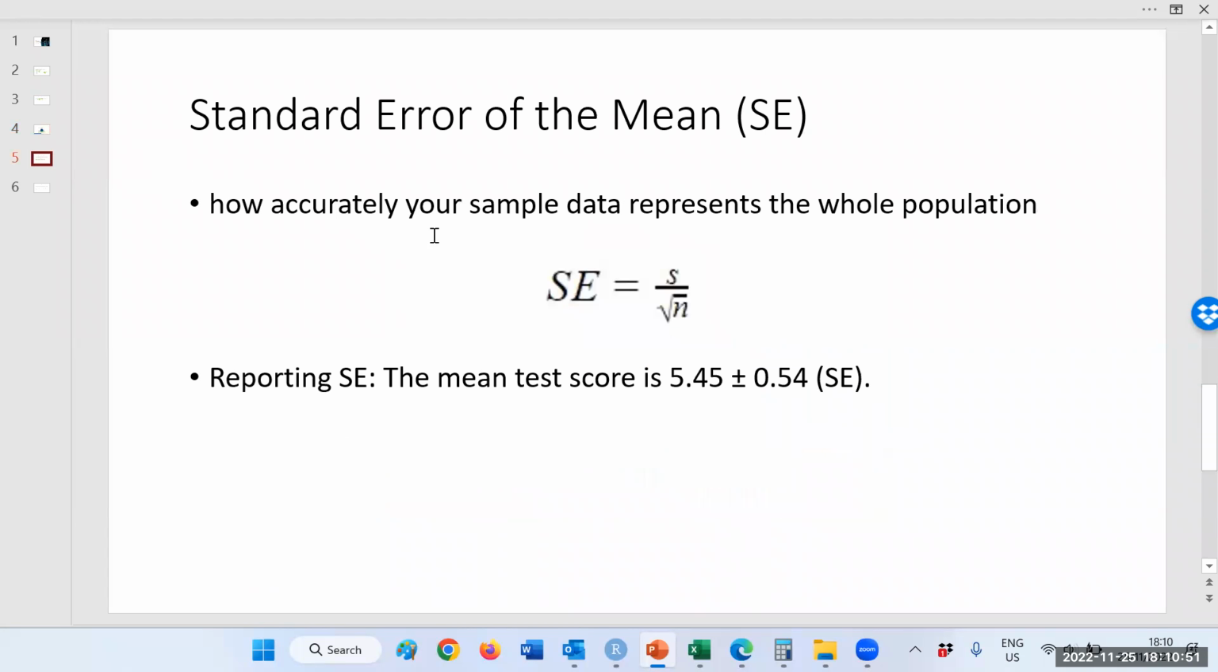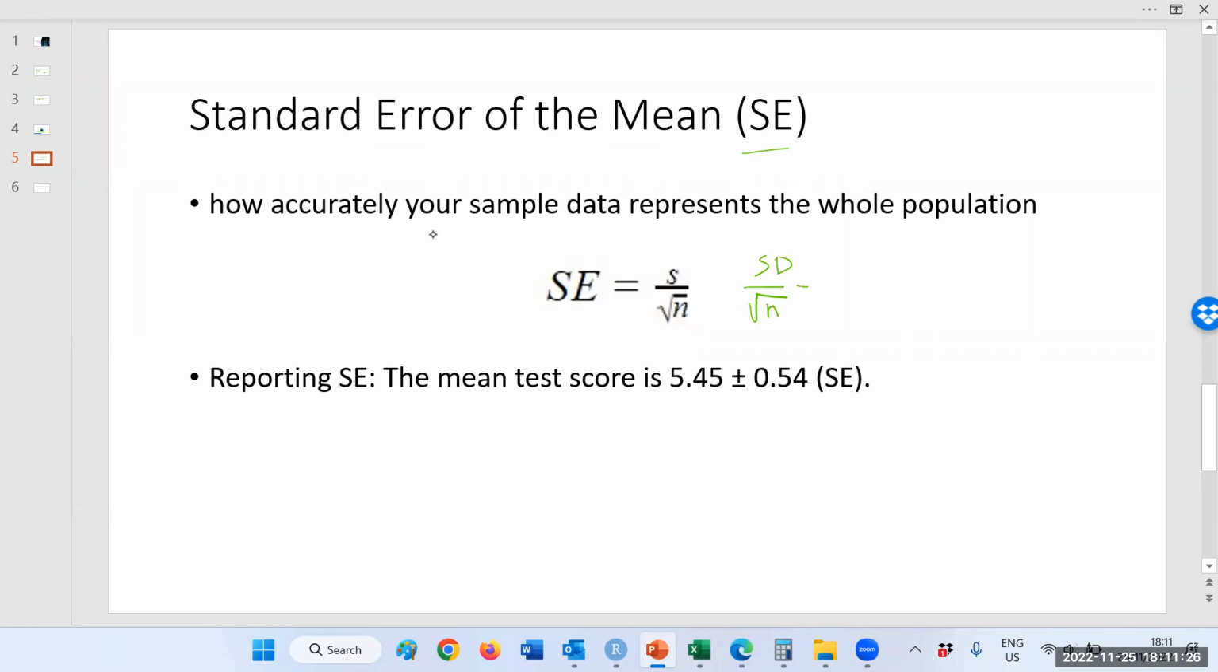There's another concept which I often see confused for standard deviation. It's the concept of standard error of the mean. It's very different from the standard deviation which I've discussed. Standard error of the mean, or SE for short, refers to how accurately your sample data represents the whole population. How do you calculate it? It's calculated by dividing the standard deviation of your sample by the square root of the sample size.